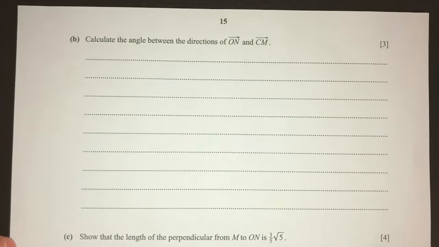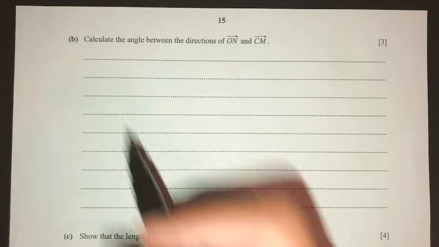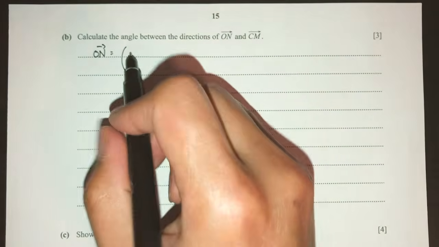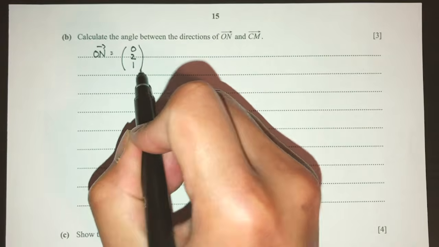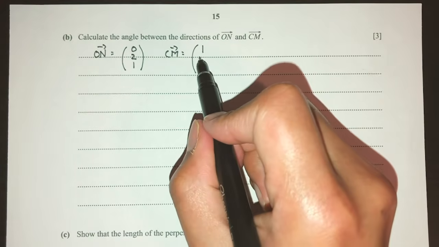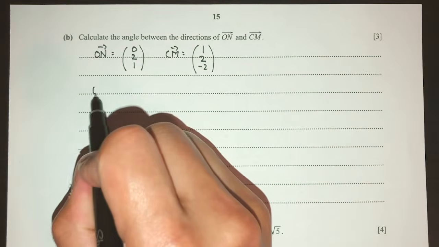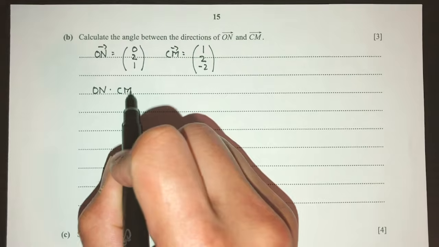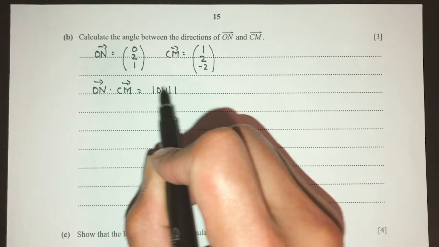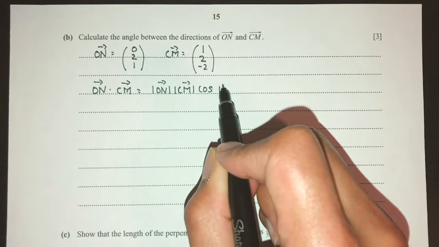Now let's move on to part B of the question. Calculate the angle between the directions of ON and CM. Since we know the two directions already, we can find the angle directly. ON is equal to 0, 2, 1, and CM is equal to 1, 2, minus 2. Now we have to use our formula to find the angle, which is the dot product of those two directions is equal to the modulus of both, times cos of the angle.